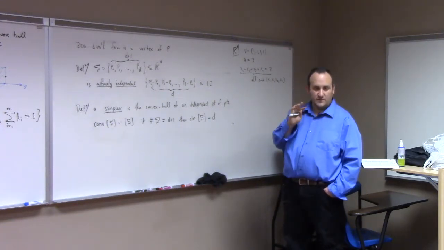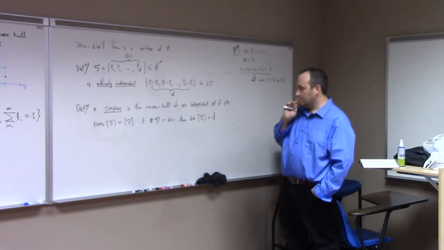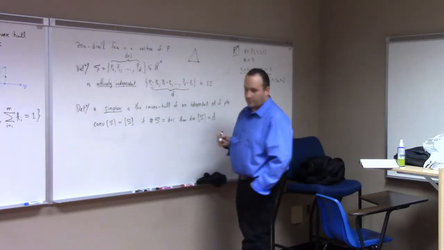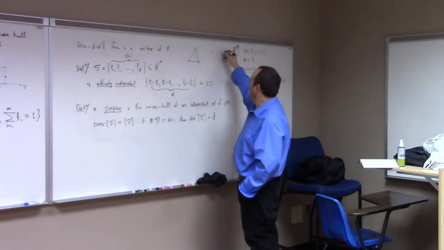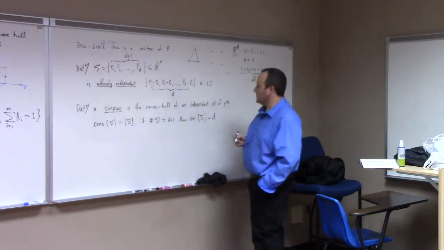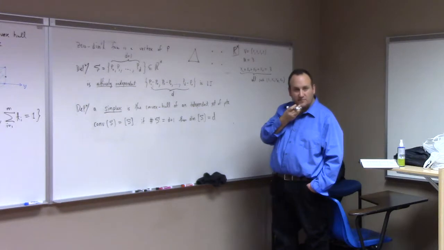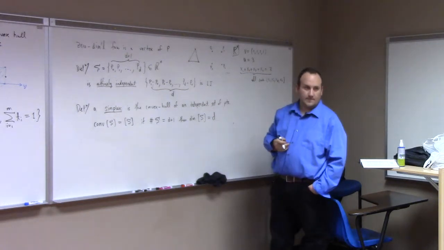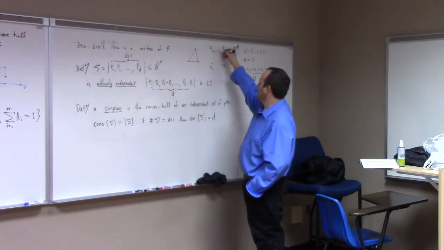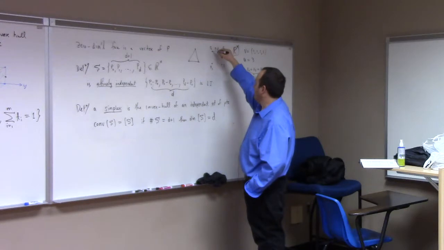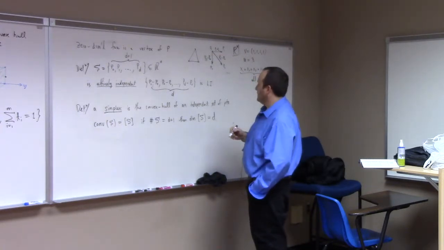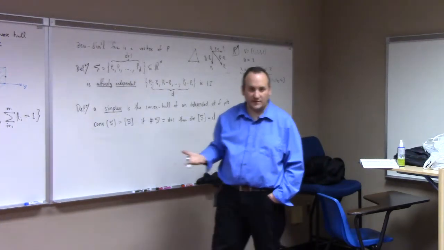So what if I had 4 points in the plane? If this is P0 and this is P1 and this is P2 and this is P3, then P1 minus P0 is this one, P2 minus P0 is that one, and P3 minus P0 is that one. Let me restate the question. Can you have 3 vectors in 2 dimensions which are linearly independent?